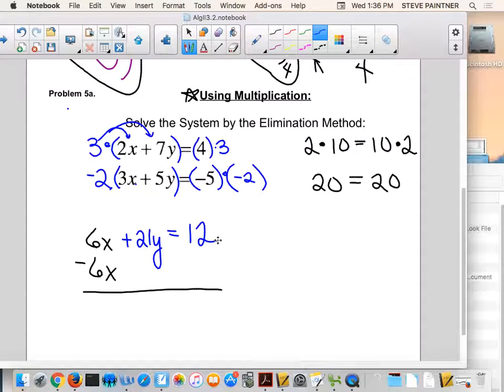Most students get these wrong because they forget to multiply the other side. They just write down the number 4. That's why they get it wrong. This one will be what? Negative 6x minus 10y equals 10.